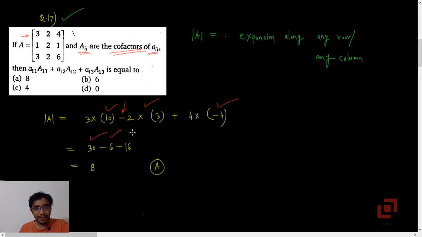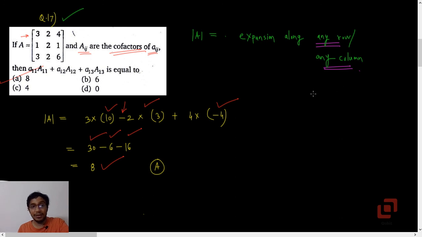30 minus 6 minus 16. 30 minus 6 is 24. 24 minus 16 is 8. Option A. A very simple MCQ, but be prepared for expansions of the determinant along R2, R3 or C1, C2, C3.